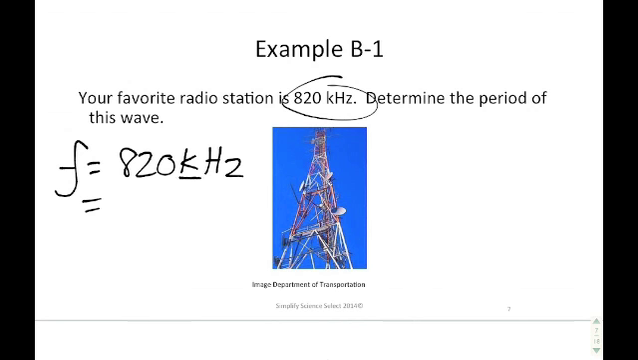So kilohertz is not what it's supposed to be in. I know the kilo of anything would be times 1,000. So I know that this is actually going to be 820,000 hertz. It's just like converting from kilometers to meters.